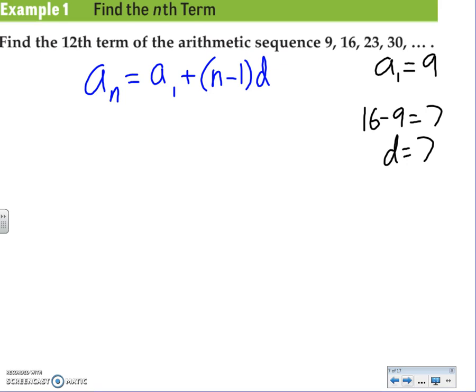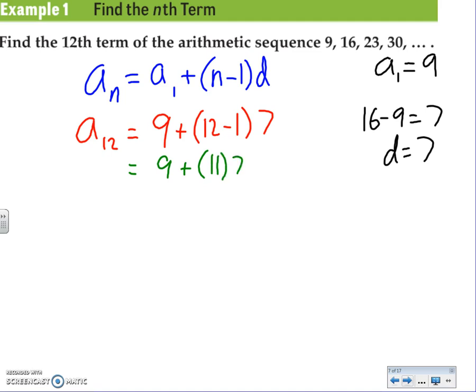So we'll just fill in the formula. So we're trying to find the 12th term. A sub 12 equals a sub 1, which is 9, plus n, which is 12, minus 1 times d, which is 7. We're going to simplify. So it's 9 plus 12 minus 1, which is 11, times 7. Well, 11 times 7 is 77, plus 9 gives us 86. So that is our 12th term.